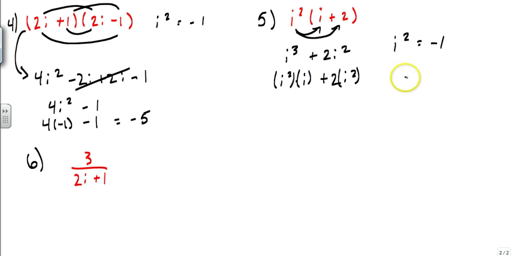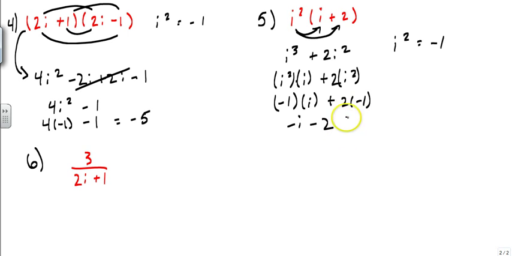So wherever there's an i squared, I can change that to negative 1. So this is actually negative 1 times i plus 2 times negative 1. So this becomes negative i minus 2. And that's my final answer. Or is it? It's not, because I need to put this in standard form.